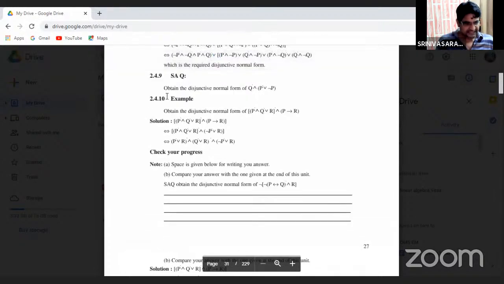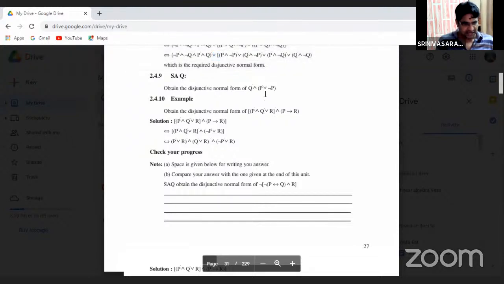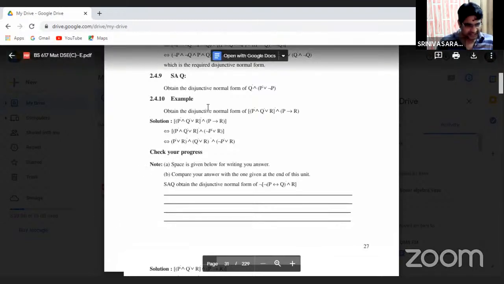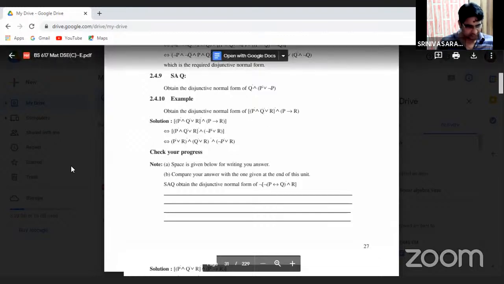At the same time, these expressions are also practiced as short answer questions at the end of the topic. Q and P are the negation of P. That's enough. See this in the CEO question. Next one: applying the disjunctive normal form of (P and Q) or R and (P to R). This is the short answer here. First of all, you have to take this one.